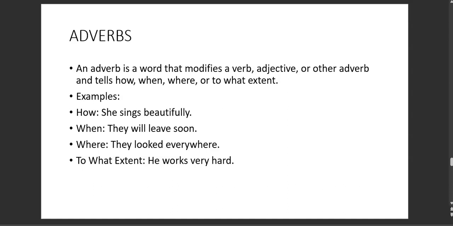Now, how did she eat? She ate quickly. But to what extent did she eat? Very quickly. Now, very shows the extent to which Mary ate.